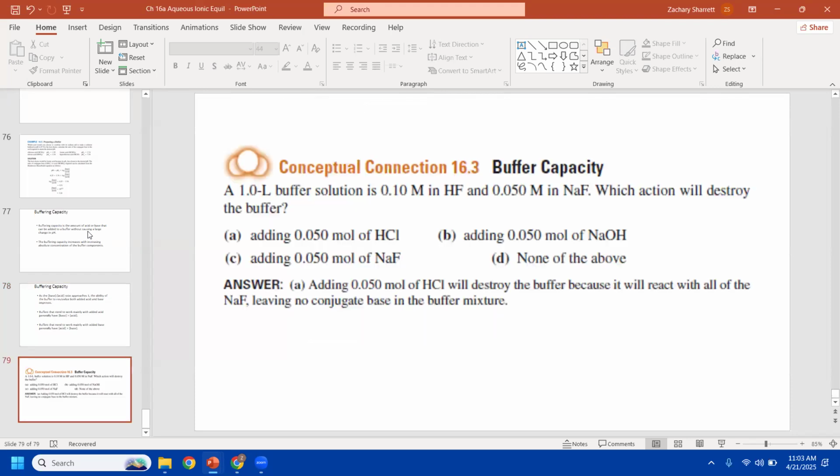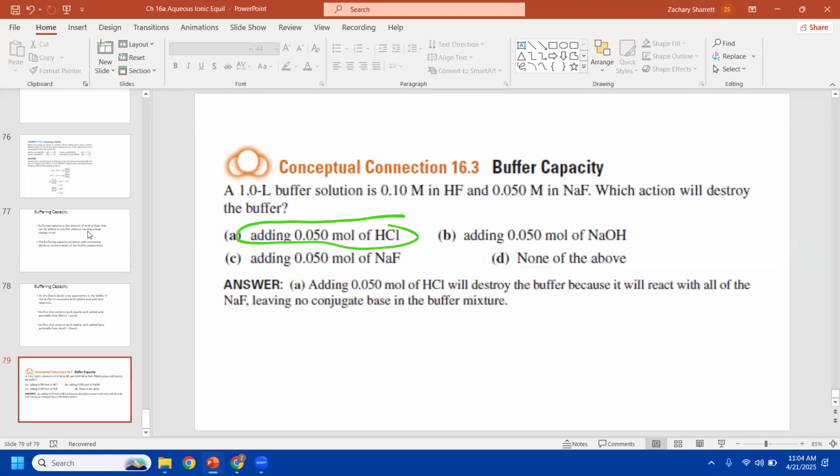Therefore, let's take a second to look at this question. If you have a 1 liter buffer with 0.1 molar HF and 0.05 molar NaF, which of these will destroy the buffer? So take a second and look at this and tell me which one will destroy the buffer. Any thoughts? So we have 0.1 molar HF, 0.05 molar NaF. What do we have less of? So if we had 0.05 molar HCl, hold on 1 second, get my pen working. If we had 0.05 molar HCl, will it destroy the buffer?